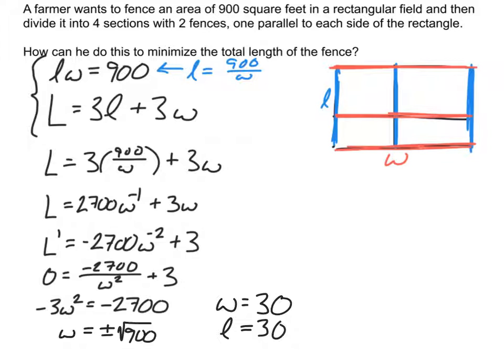All right, before I get totally done though, I want to check and see, have I answered the actual question? Well, the question was, how can he do this, that is, set up his fences, to minimize the total length of the fence? Well, basically we have done it then, because we found that he needs the total outside dimensions to be 30 by 30. It didn't ask us what is the total length of the fence, so we don't need to find that, although you could. It just asked us how do you need to set it up, and so a 30 by 30 foot square would give us the best result.